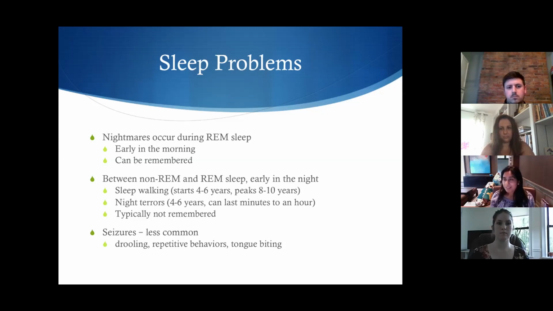The less common thing that I'll mention, but really is less common, is seizures. So you can have certain types of seizures that occur in your sleep. Some of those can be characterized by things like drooling, any sort of repetitive behaviors that are happening during sleep. You might see tongue biting. If you have a child that is toilet trained, but then is having urinary accidents at night, in addition to some of these other symptoms, it could be something that you might want to mention to your pediatrician to see if it needs any further evaluation.